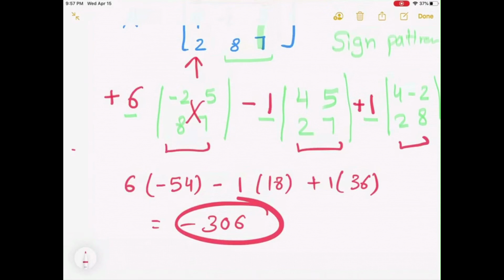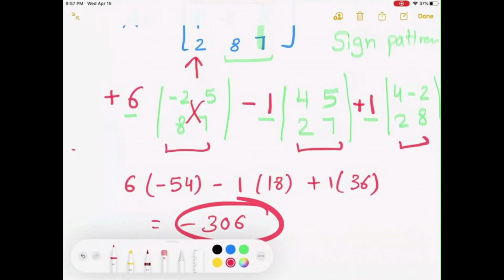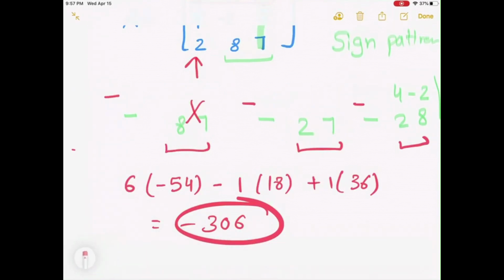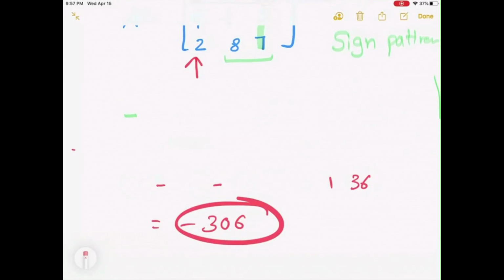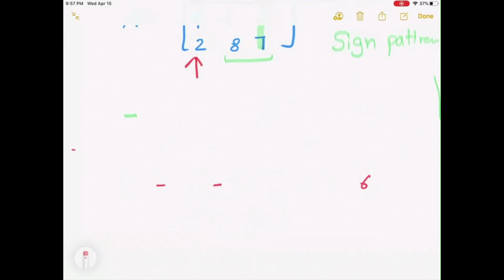Let me show you with another row, just in case. Keep in mind, no matter what row you pick, your answer is always going to be the same. So let me just erase this whole thing. Now I'm going to pick a different row for you guys just to show you if it's the same thing or not.